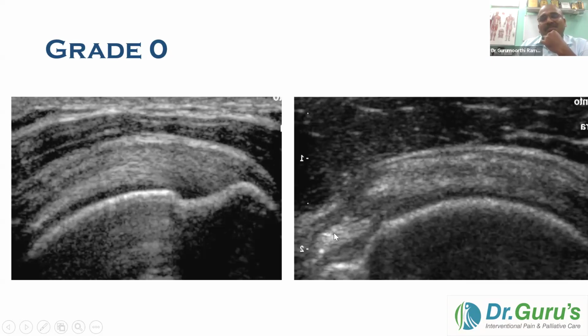This is your biceps tendon. This is your rotator cuff interval. Then this is your supraspinatus, with the anterior part, middle part, and lateral part. Almost all are echogenic. In between, I can see some hypoechoic areas. It is basically not because of degeneration. It is because of the muscles. When you go more proximally, you can see muscles. That is the only thing we should always be careful about, right?